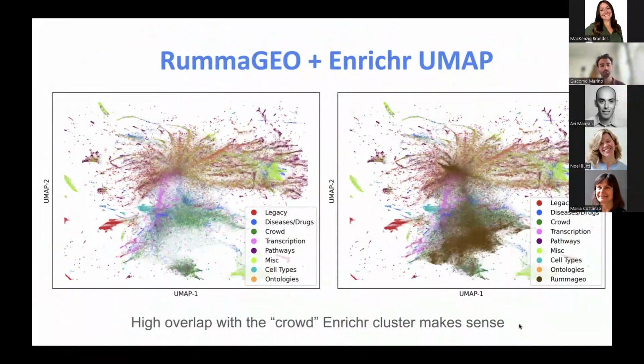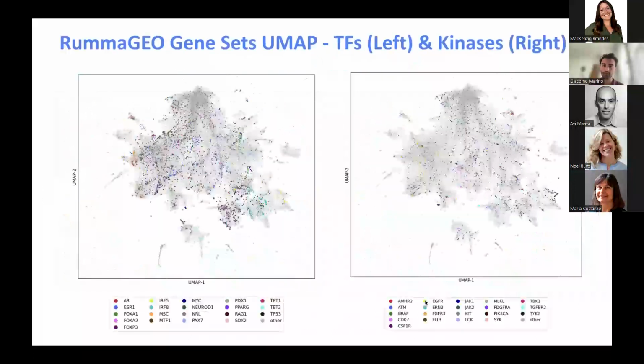Another thing that we can do is look at where RamaGeo gene sets fall in the Enrichr gene set space. So on the left is just the Enrichr gene set space. And then on the right, we overlay all of the RamaGeo gene sets on top of that. And we can see that most of this overlap is in this area here, which is actually corresponding to the Enrichr Crowd category, which has a lot of user submitted GEO signatures. So this makes a lot of sense. And additionally, we can color this by transcription factors and kinases that we saw before. So this is a little bit more sparse, but we can observe some clusters of these transcription factors and various kinases here on the UMAP as well.